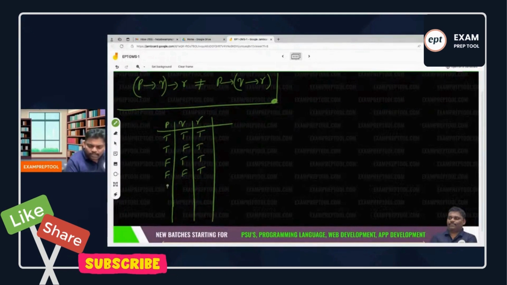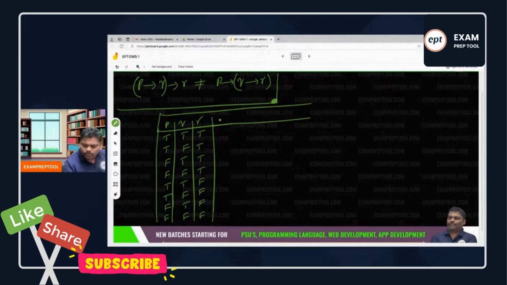Can you see this one? Again, the same: true, true; true, false; false, true; false, false. So everywhere here you write false. I want to say one more important thing. Can you see this also? See this one: P implies Q, find it out. Q implies R also, find it out.